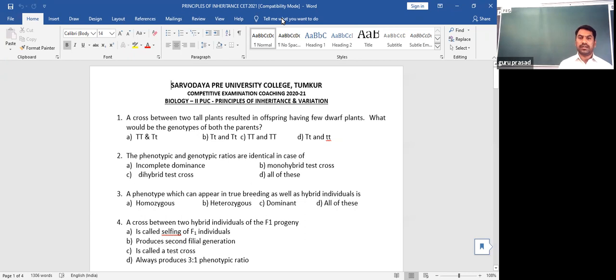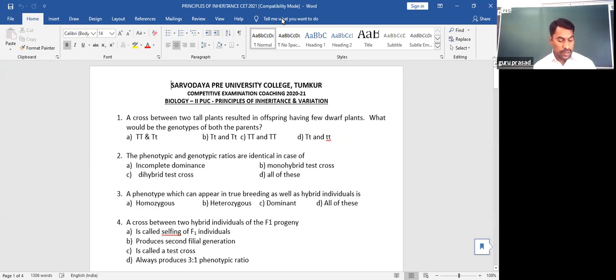Then whenever you come across the word homozygous, it may be dominant or recessive. So under the homozygous condition, we find two conditions: one is dominant, another is recessive. In case of dominant, both the characters in the genotype are represented by capital letters, whereas in the recessive case, both the genes are represented by small letters. In a few questions, you may come across such things.